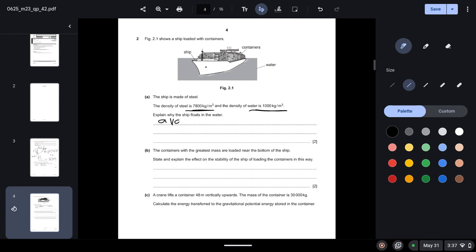So average density of the ship is less than the water. And also because the ship is not entirely made of steel, there are certain air spaces in the ship as well. So we can also write ship is not completely made of steel. Ship is not made of all steel.